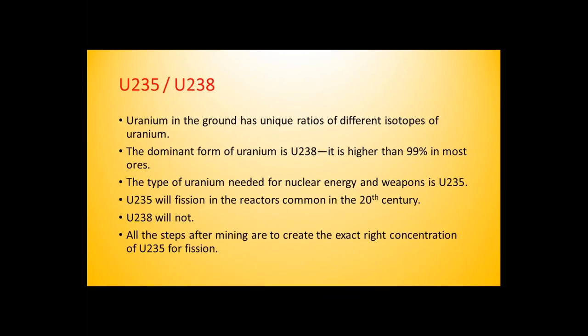Uranium in the ground has unique ratios of uranium-235 to 238. Uranium-238 is the more common, 99% of it. Uranium-235 is only about 1%. And then there are other uranium isotopes that are also present. All the steps after mining are there to get the right concentration of uranium-235 for nuclear power and weapons.